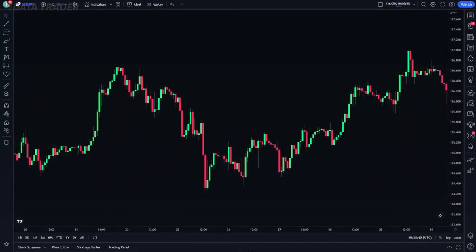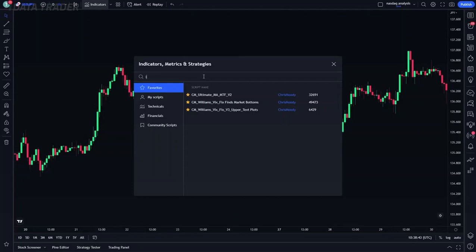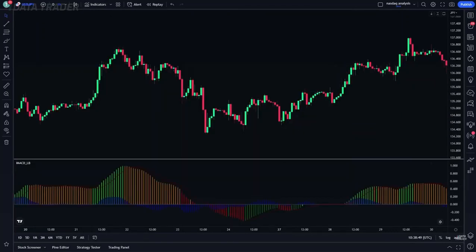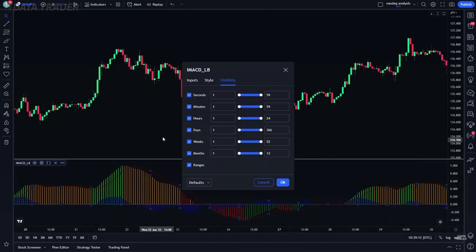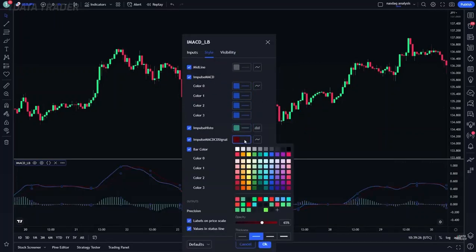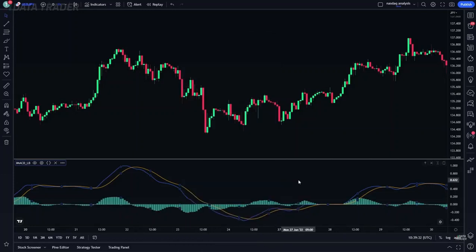So, the first thing you want to do is apply the indicator onto your chart. Now, the charting platform that I'm using is called Tradingview.com. Once you've opened it, you want to go to the indicator section, type in Impulse MACD, and choose the one by LazyBear. Next, once you've applied the Impulse MACD, you want to change the appearance of the indicator so that it's simpler to look at. And to do that, you go to Settings, Style, and follow this exact preset that I created. And as you can see, the Impulse MACD now looks much more organized.